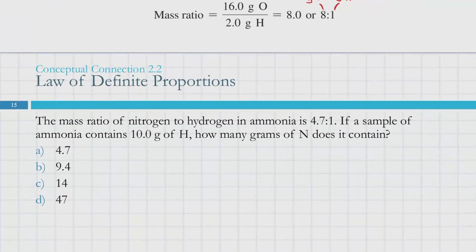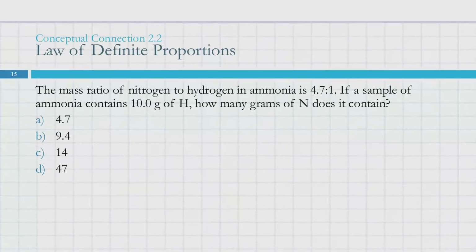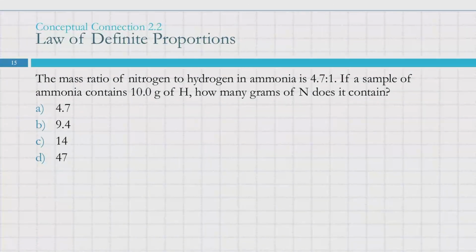So the law of definite proportions, let's look at an example of that. The mass ratio of nitrogen to hydrogen in ammonia is 4.7:1. If a sample of ammonia contains 10 grams of hydrogen, how many grams of nitrogen does it contain? So what's some information that we're given? We're given a ratio, and the ratio is nitrogen to hydrogen, and that ratio has the number 4.7:1.